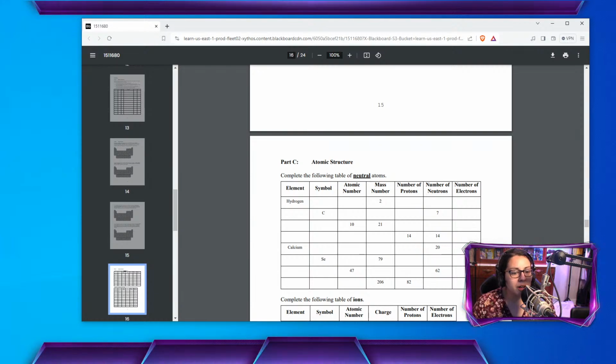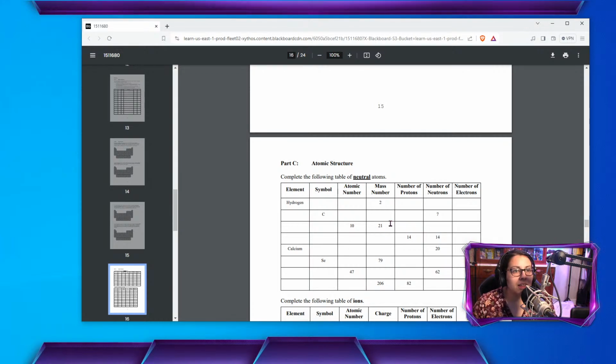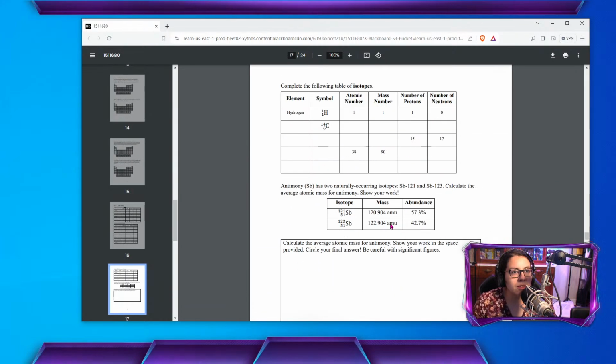Just minor comments about this. Make sure that everything is adding up, and you want to base it off whatever they have here already filled in. So if your mass number is 21, we have our atomic number, so protons would be 10, and that makes it 11 neutrons. Just simple things like that, making sure things add up appropriately, but not too many issues on this.